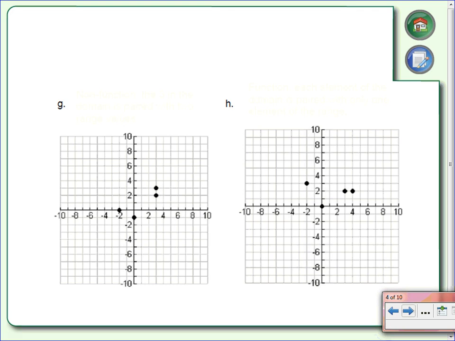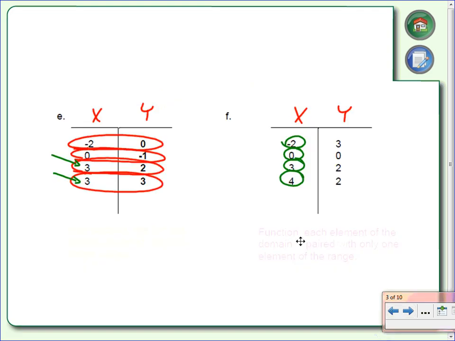Alright, next one, next page. Oh, let me go back. Okay, let me go back over here. There we go.